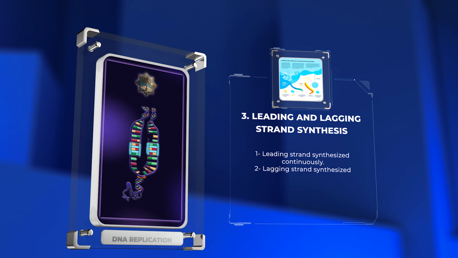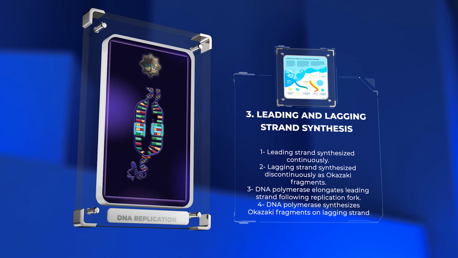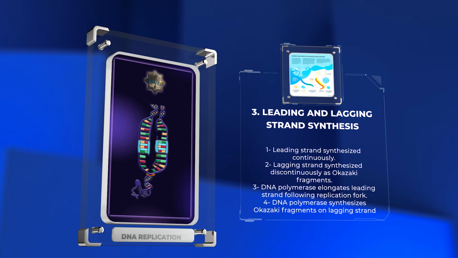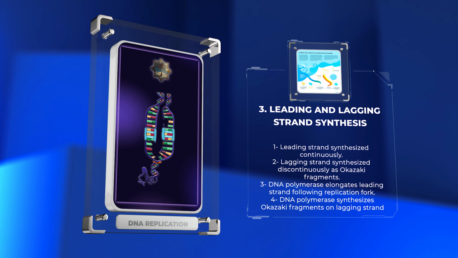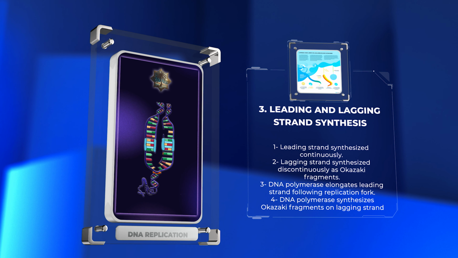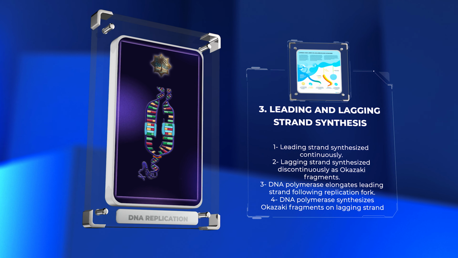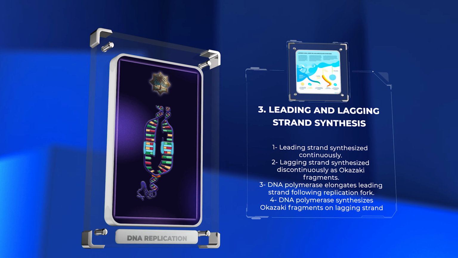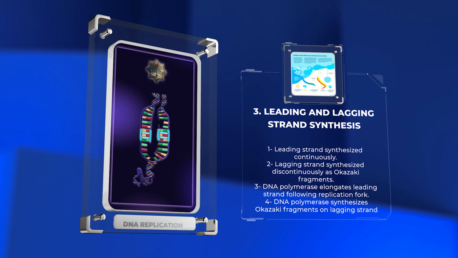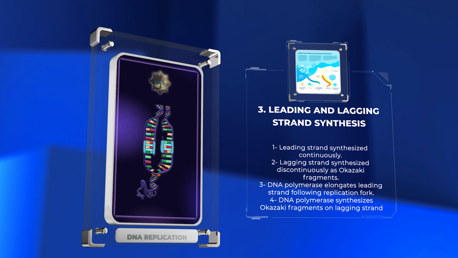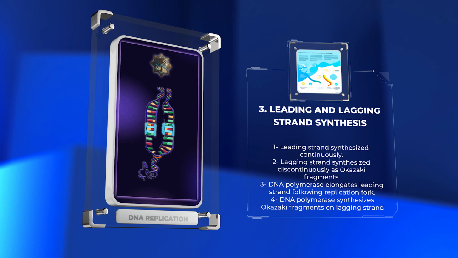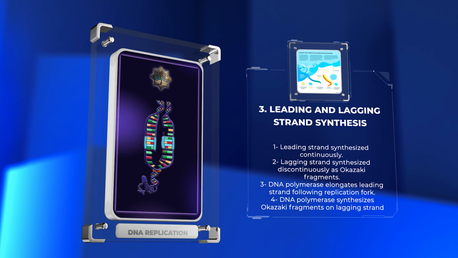In DNA replication, the leading strand is synthesized continuously, while the lagging strand is synthesized in a segmented manner. This occurs due to the asymmetrical nature of DNA's antiparallel strands and the unidirectional activity of DNA polymerase. The leading strand is synthesized in the same direction as the replication fork movement. As the fork opens, DNA polymerase binds to the template strand and elongates the new complementary strand in a continuous manner, following the replication fork.